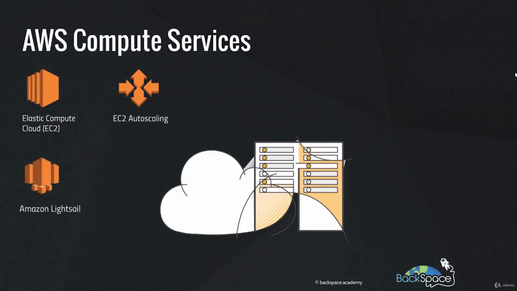Amazon Lightsail, it's the easiest way to launch virtual servers running applications in the AWS cloud. AWS will provision everything you need, including DNS management and storage, to get you up and running as quickly as possible.